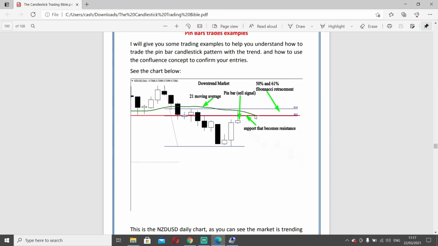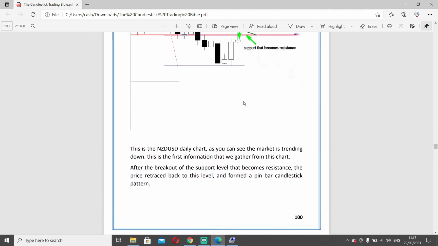And the 21 moving average, as you can see, the price touched it and rejected it. The Fibonacci, I'm not sure about that because I do not use it, but the concept is there. This is the NZD/USD daily chart. As you can see, the market is trending down. That's the first information we gather.